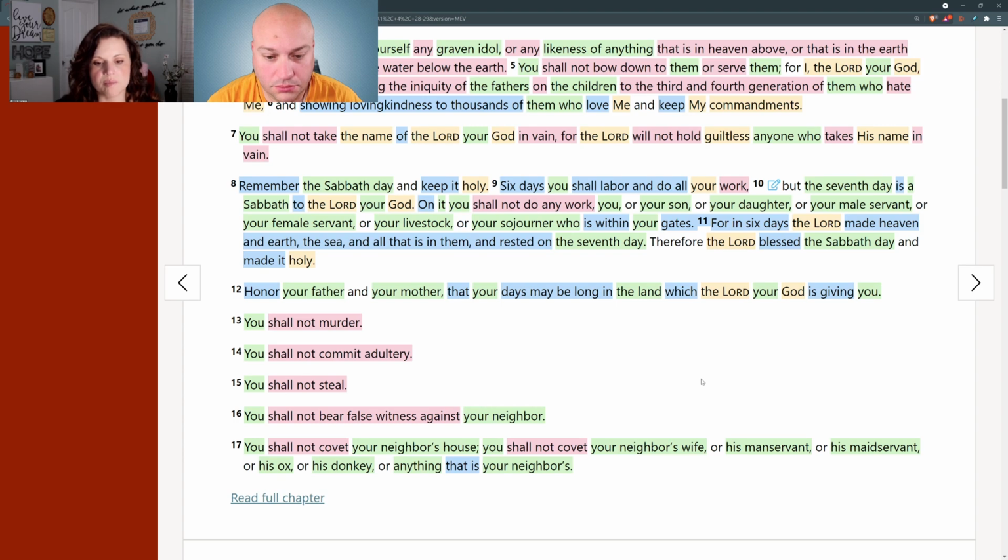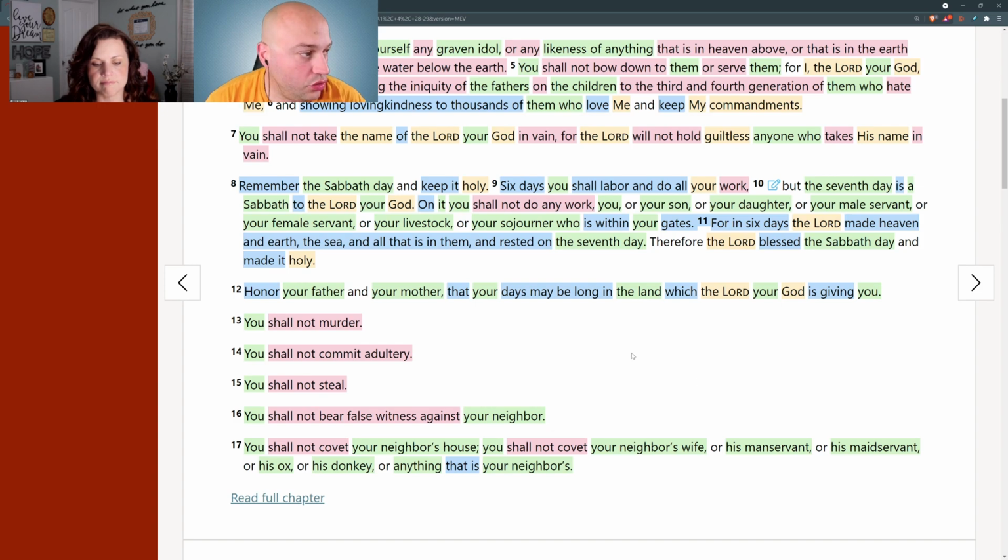Honor your father and your mother, that your days may be long in the land which the Lord your God is giving you. You shall not murder, you shall not commit adultery, you shall not steal, you shall not bear false witness against your neighbor, you shall not covet your neighbor's house, you shall not covet your neighbor's wife or his manservant or his maidservant or his ox or his donkey or anything that is your neighbor's.